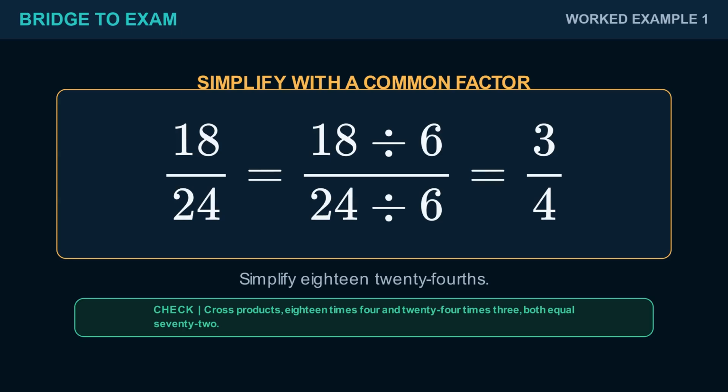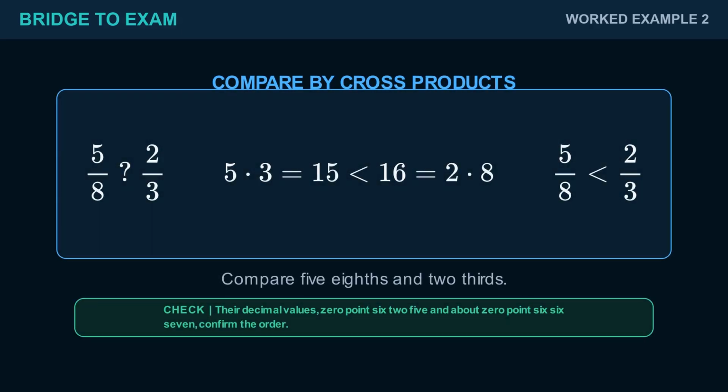Worked example 1. Simplify 18/24. The greatest common factor is 6. Divide both numerator and denominator by 6 to obtain 3/4. Scaling both parts by the same non-zero number preserves the value. Check. Cross products, 18 times 4 and 24 times 3, both equal 72.